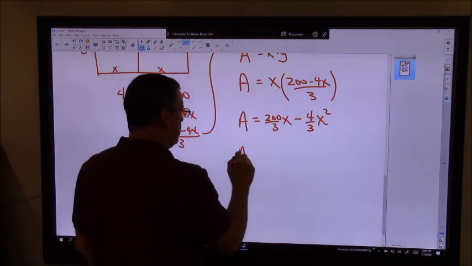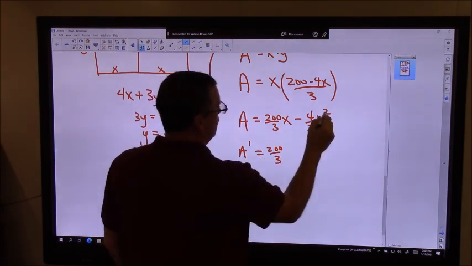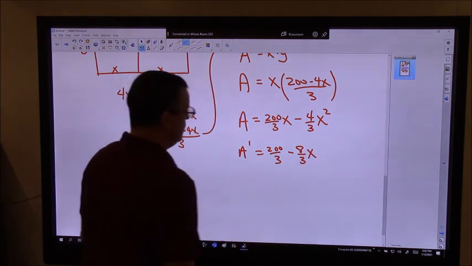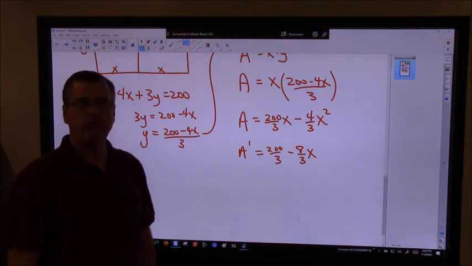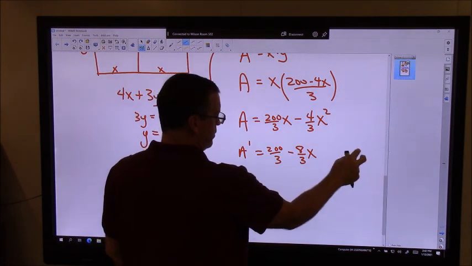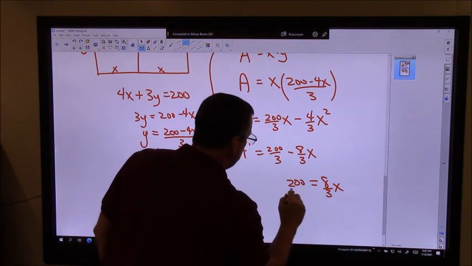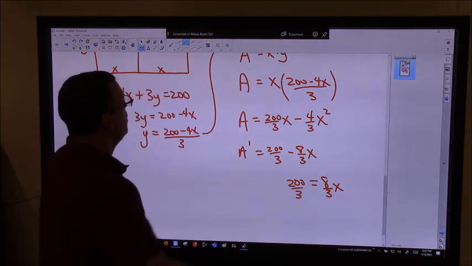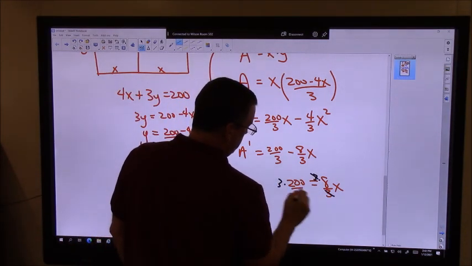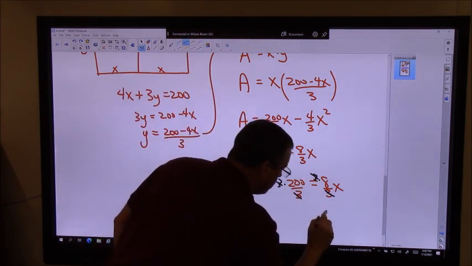So now I'll take the derivative, and what I'm going to get is 200 thirds. If I bring this down and multiply, I get a negative 8 thirds. Subtract 1 from the exponent. There's what I get, and I want to set it equal to 0 and solve. So let's see, if this was equal to 0, I would move this to the other side. So I'd have 8 thirds x over here, 200 thirds over here. I'd probably multiply both sides by 3. Times 3, times 3, those will cancel, those will cancel. So now what I have is 8x equals 200.